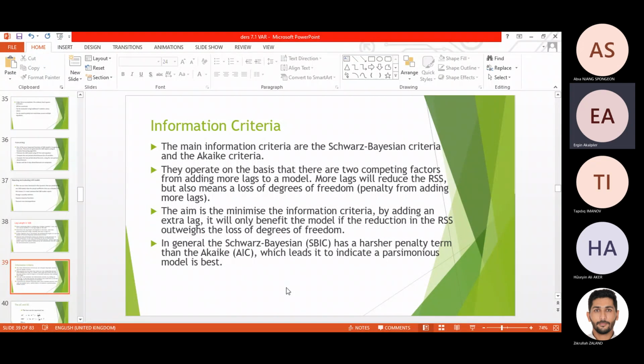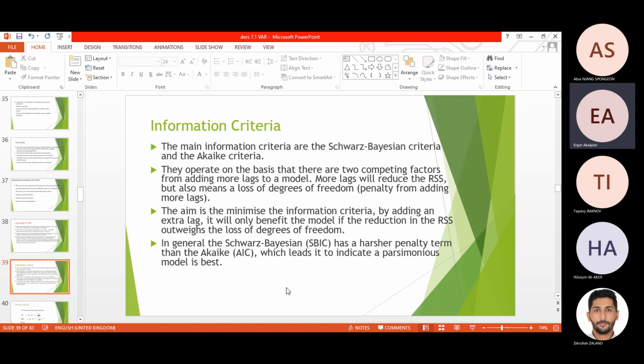The main information criteria, the Schwarz-Bayesian and the Akaike criteria, operate on the basis that there are two competing factors from adding more lags to the model. More lags will reduce the residual in the regression analysis, but also mean a loss of degrees of freedom, which is also very important for estimating the model. Penalty from adding more lags. The aim is to minimize the information criteria. Adding an extra lag will only benefit the model if the reduction in the residual outweighs the loss of degrees of freedom.